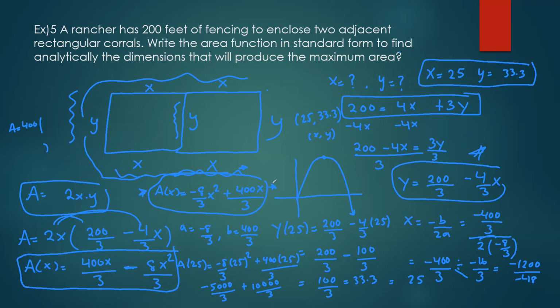Okay, so we just finished this problem. So yeah, the x dimension would be 25 feet, and then the y dimension would be 33.3 feet. And this is the equation in standard form. Okay, that wraps it up for this example.